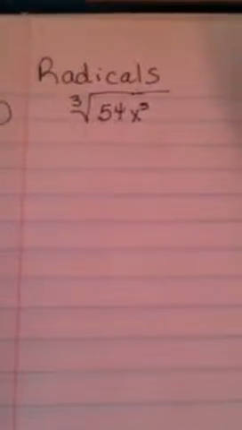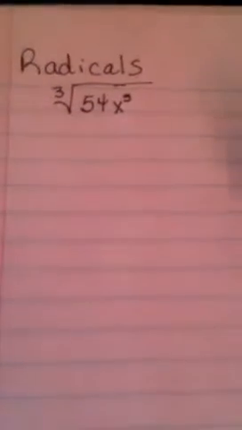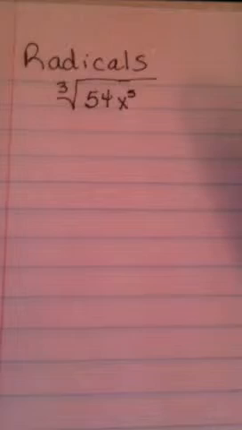Okay, we're going to do some basic radical simplification. Let's take the number under the radical, 54, and break it down into factors. So 9 times 6 is going to give me 54. 9 breaks down into 3 and 3, and 6 breaks down into 3 and 2. So prime numbers, I have 3 3s and a 2.